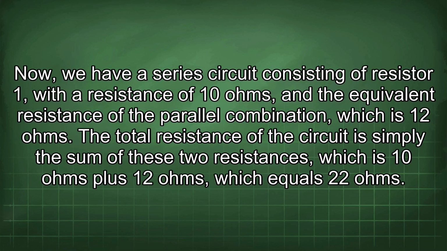Now we have a series circuit consisting of resistor 1, with a resistance of 10 ohms, and the equivalent resistance of the parallel combination, which is 12 ohms. The total resistance of the circuit is simply the sum of these two resistances, which is 10 ohms plus 12 ohms, which equals 22 ohms.